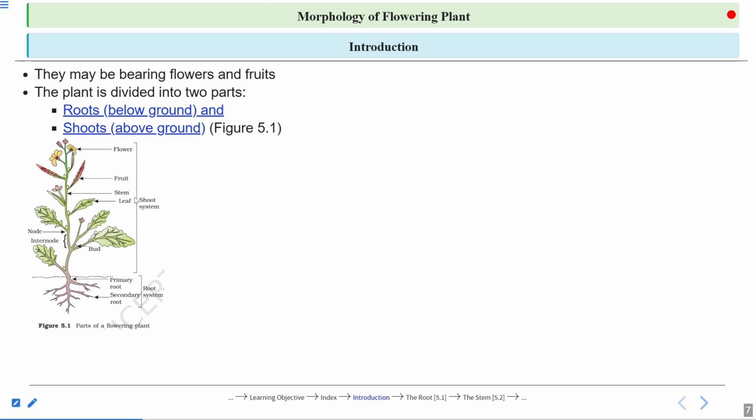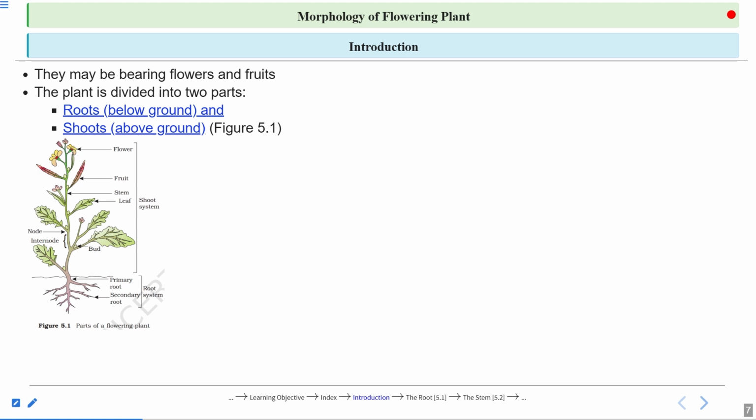So this is the shoot system. And in the shoot system, one main important thing is going on. That is, they can make their own food by the process of photosynthesis. And for the process of photosynthesis there is a requirement of raw material. So what are the raw materials?